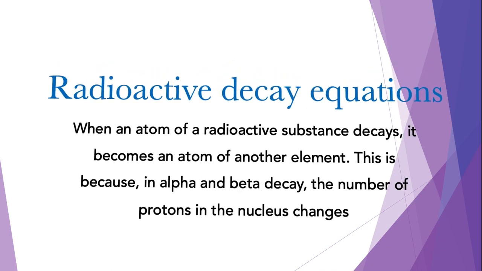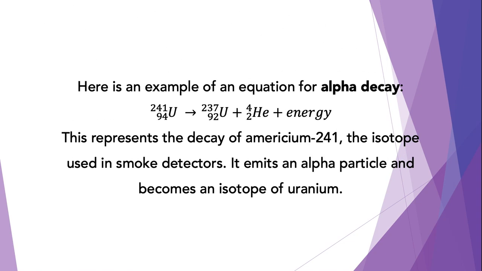So here is an example of an equation for alpha decay. We're going to see the beta decay equation as well, but here we have the alpha one. Here we have the americium atom. So atoms are written like this. This 94 written over here is the proton number of americium, and the 241 written above is the nucleon number of americium. The nucleon number, in simple words, is neutron number plus proton number. That's the nucleon number, the collective number of neutrons and protons, whereas the proton number is just the proton number.